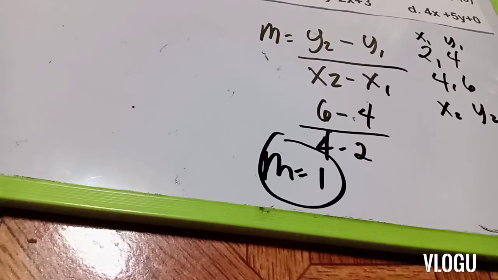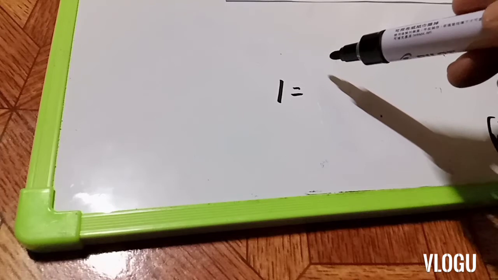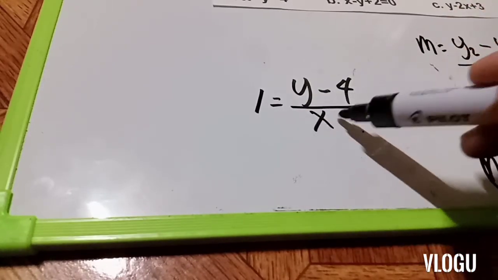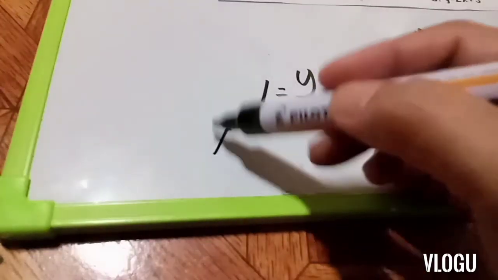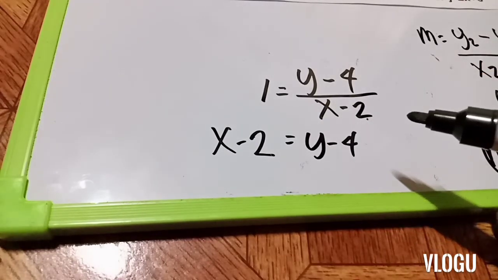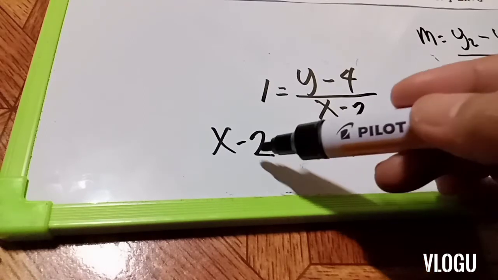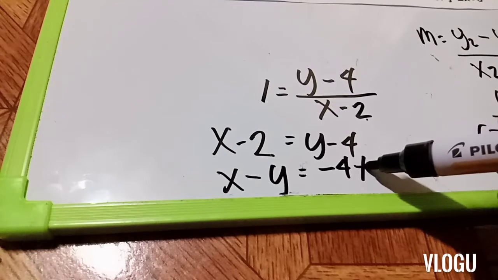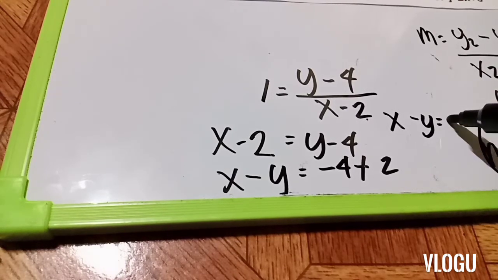This is not yet finished, right? So, our m will become 1. Again, let's have 1 equivalent to y minus 4 over x minus 2. Let's substitute, and cross multiply this one. So, x minus 2 equals y minus 4. Then we transpose the y. So, x minus y equals negative 4 plus 2. So, x minus y equals negative 2.